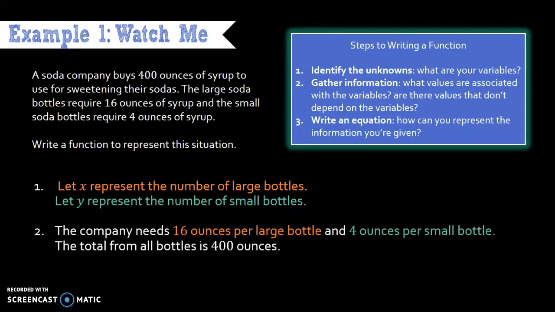Let's gather which values are associated with our variables. I know that I need 16 ounces for each large bottle and 4 ounces for each small bottle, and I know that the total is going to be 400 ounces. That means I'm going to take 16 times my number of large bottles and 4 times my number of small bottles to total up 400 ounces of the syrup. There we go. That's my function right here that goes with this real-world situation.